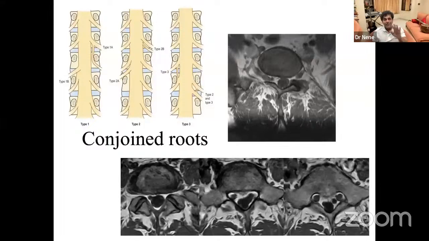I must see at least 3 or 4 in a year's stock of surgeries I do. So it's pretty common to see these. And if you miss it, you could cut it.